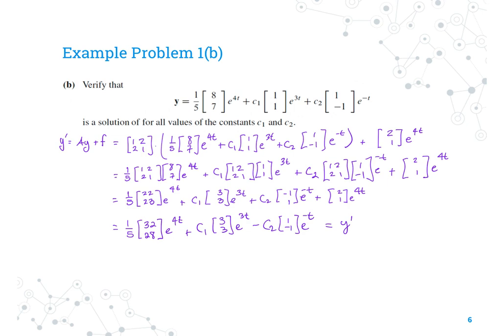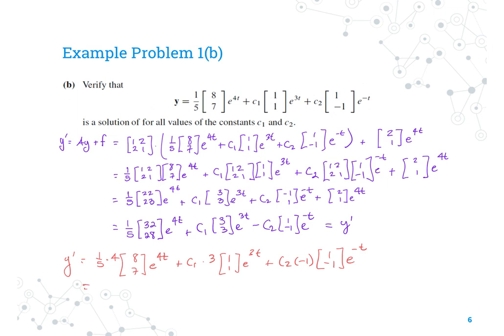y prime. So let's look at our y and take y prime of the given y. Well, it would be 1/5 times 4 times 8, 7, plus C1 times 3 times 1, 1, plus C2, oops, I forgot the e to the 3t. Oh, and I think I forgot the e to the t's before. Let me make sure I don't forget my e to the t's. So the first one was e to the 4t, there we go, plus C1 times 3 times 1, 1, e to the 3t, plus C2 times negative 1, 1, negative 1, e to the negative t.